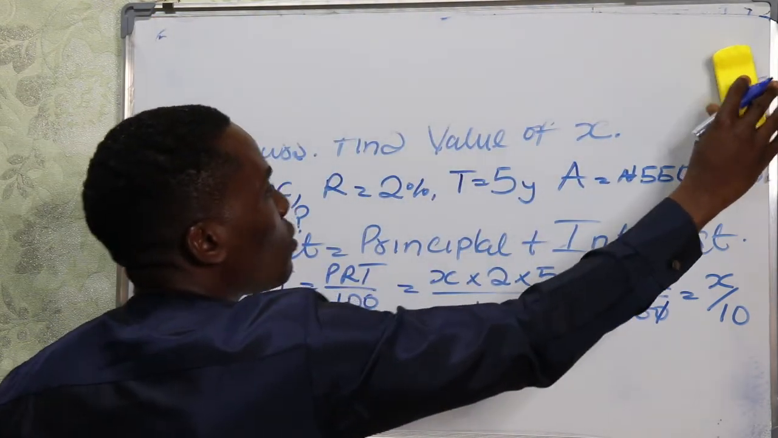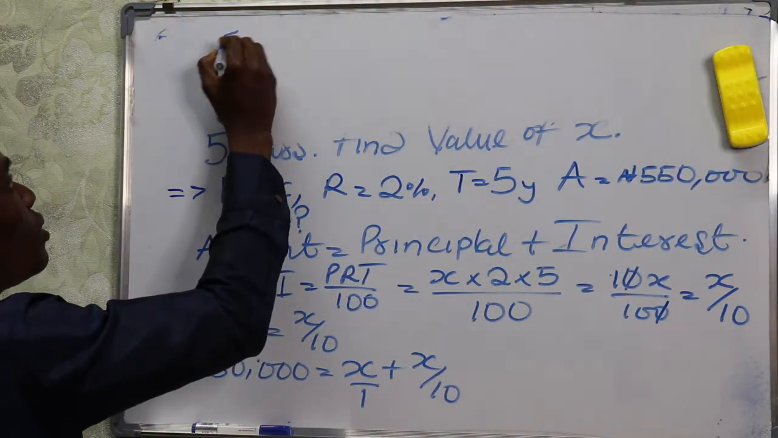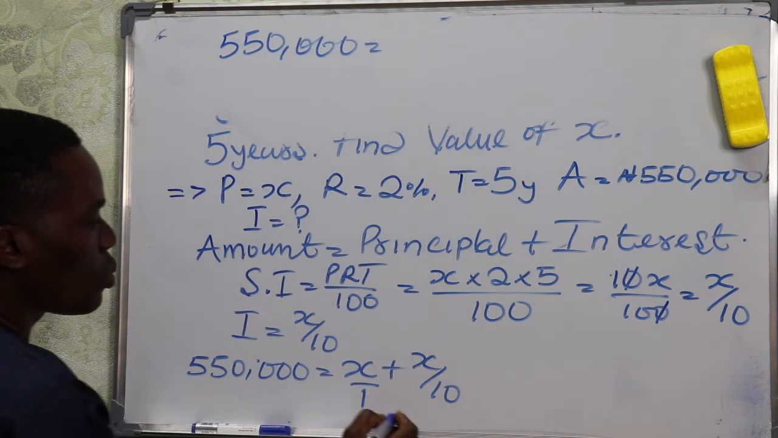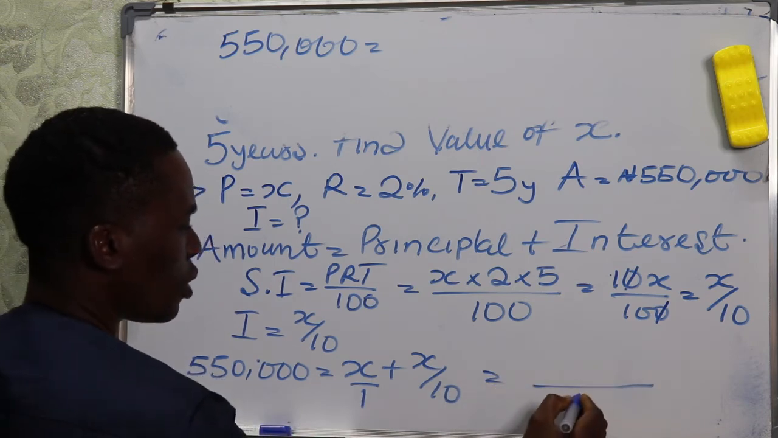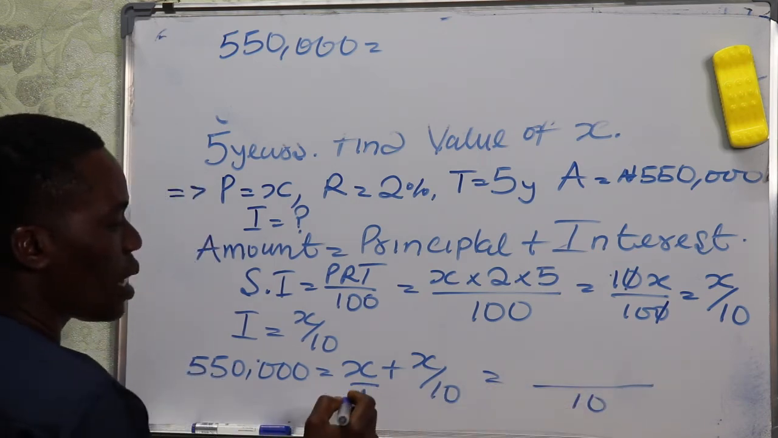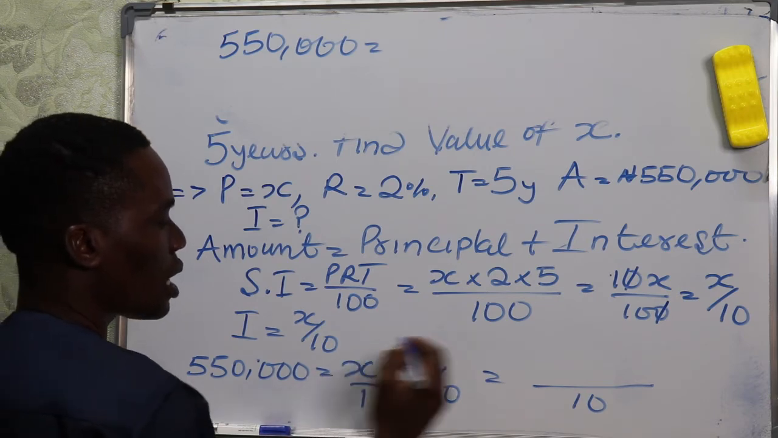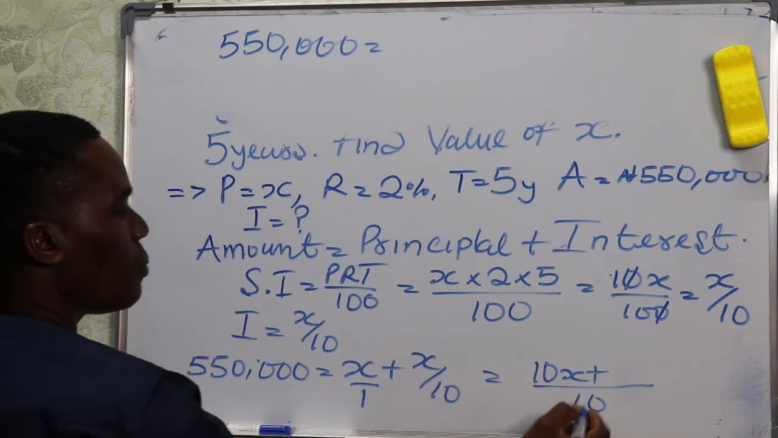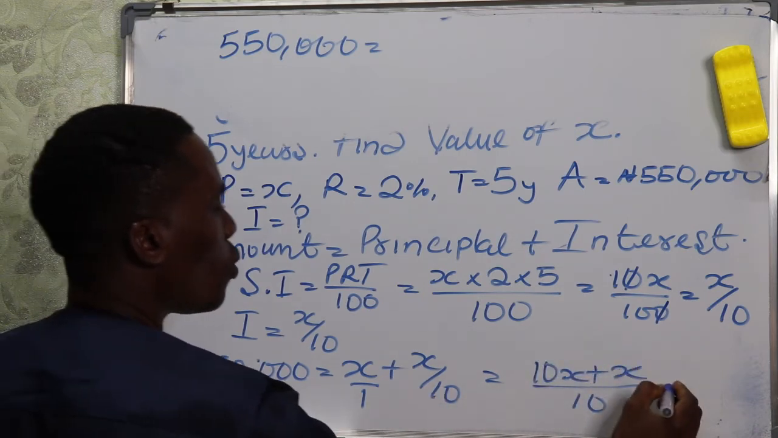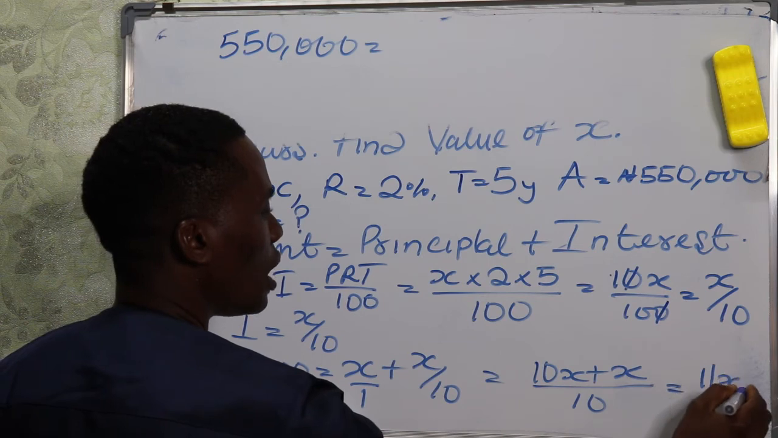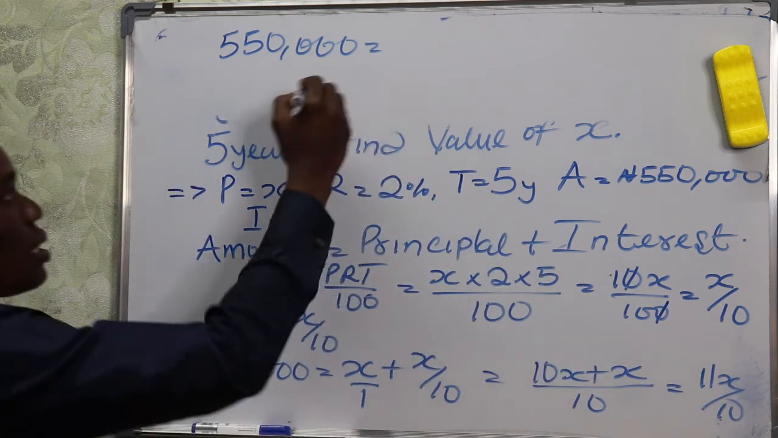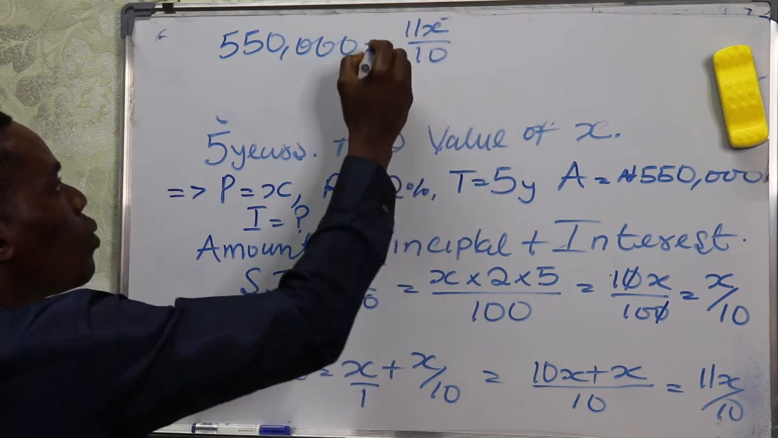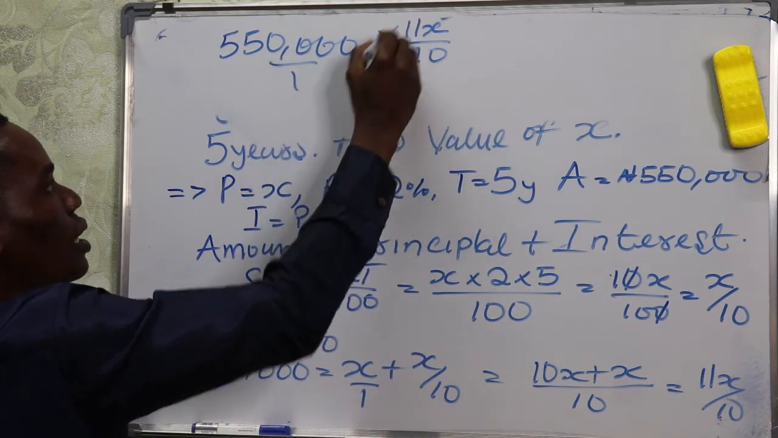Now let's go ahead and look for the value of X. Our 550,000 will be equal to, if you simplify this, we have 10 here. 10 divided by 1 gives us 10. 10 times X gives us 10X, plus 10 divided by 10 is 1, plus X. So what we will have here is 11X over 10. Now when we cross multiply, that is what we are going to do.